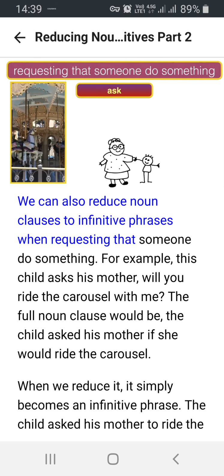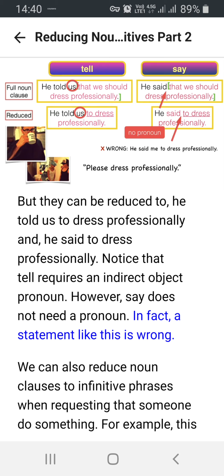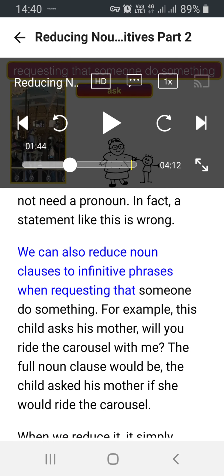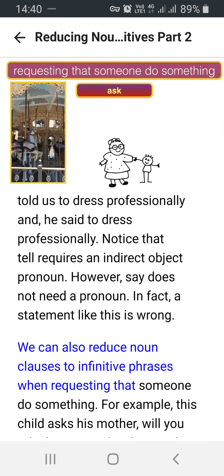We can also reduce noun clauses to infinitive phrases when requesting that someone do something.